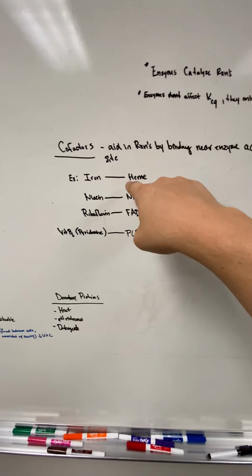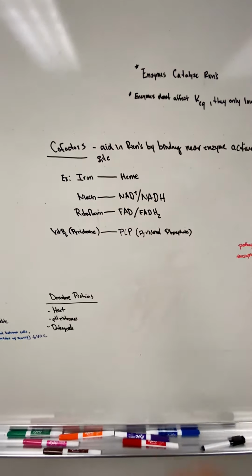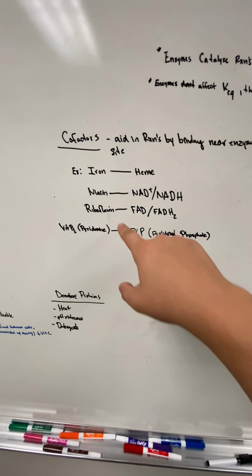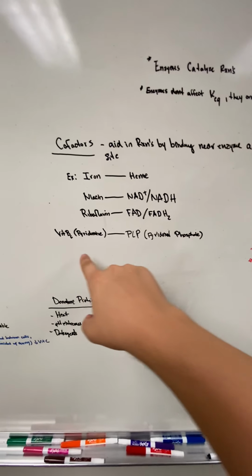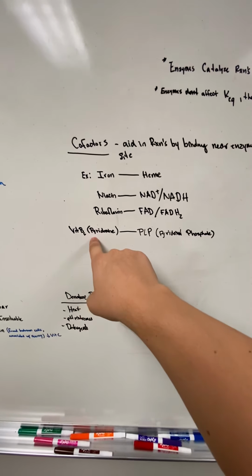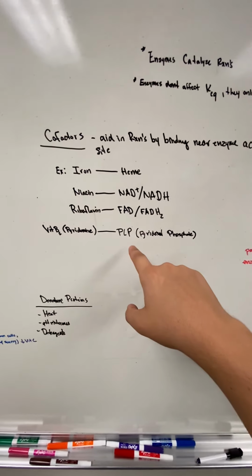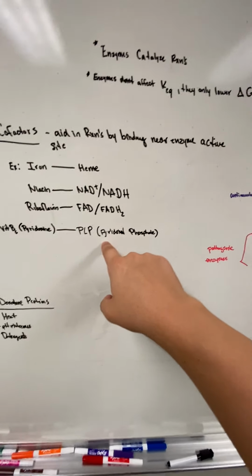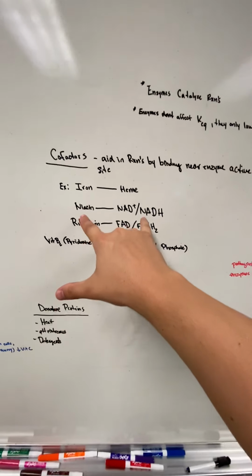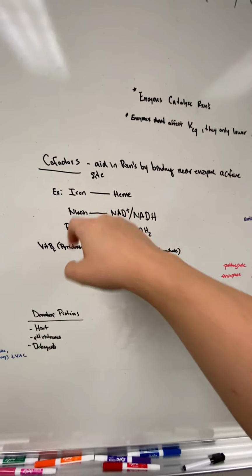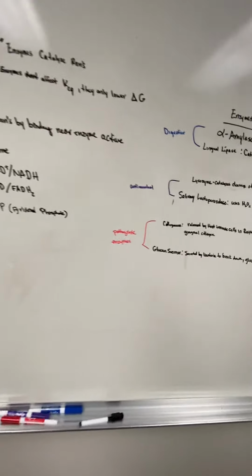So for iron, it's like heme. For niacin, it has an N here, so it'd be NAD. So that's kind of easy to remember. Riboflavin, it has this F here, so it has the FAD and FADH2. Vitamin B6, it's also called, I'm gonna mess up this name, pyridoxine. And it's associated with PLP, or it's also called pyridoxal phosphate. So the name is here, the N's are here, the F is here, and obviously you should know that iron is associated with hemoglobin, just kind of basic.